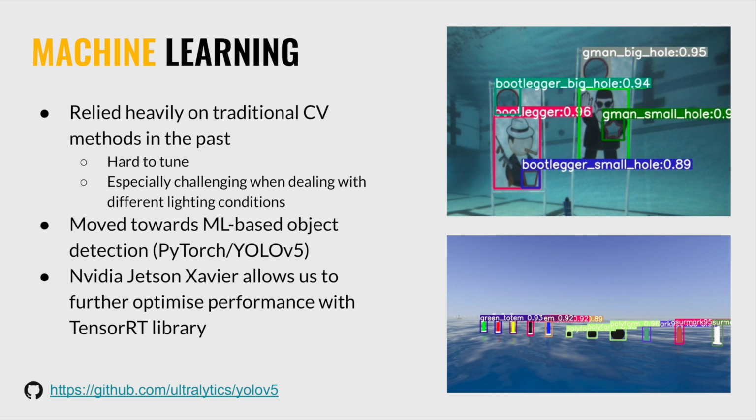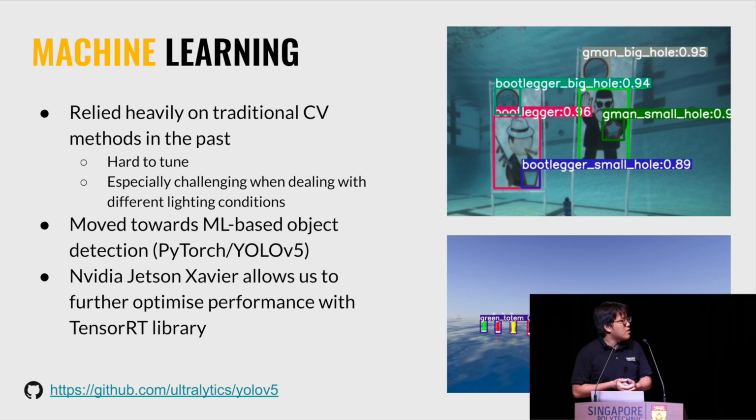First of all, let's talk about machine learning. In the past, we heavily relied on traditional CV methods. But as I'm sure some of you might have found out, it's very hard to tune, and it can also be very challenging in different lighting environments. Maybe when it's cloudy, you have a set of values, and when it's sunny, you have a different set of values. It can be very challenging to switch, especially during competition when pressure is high.